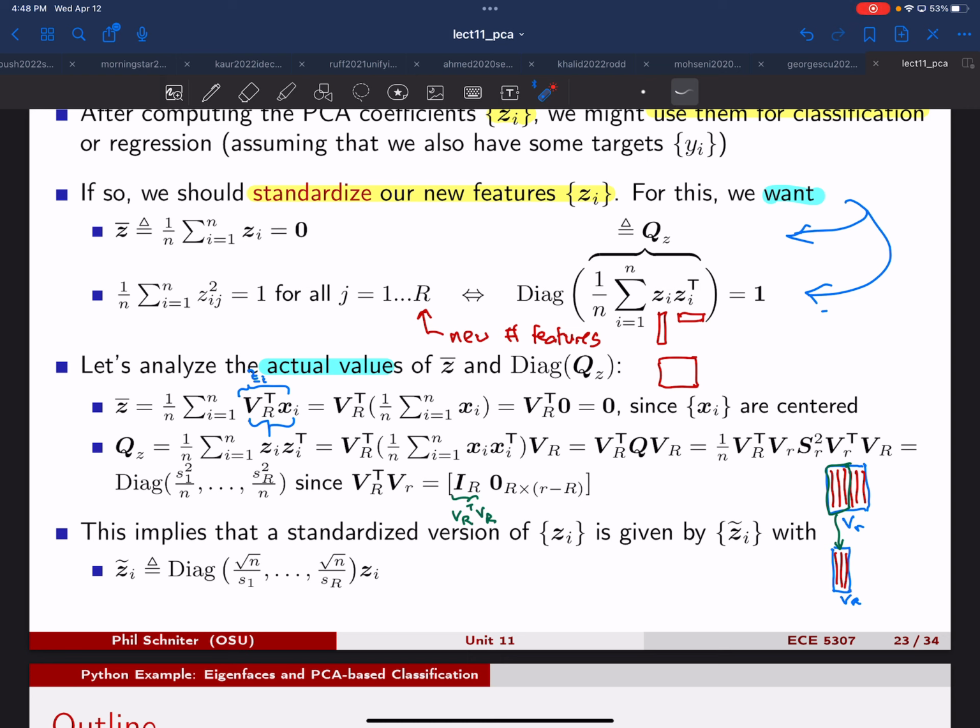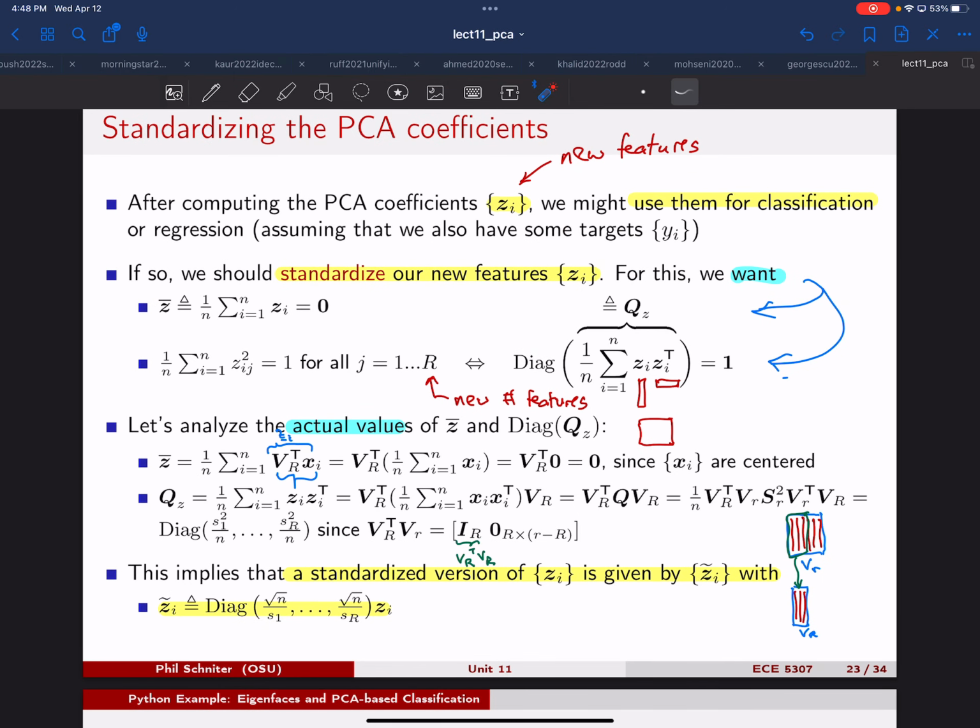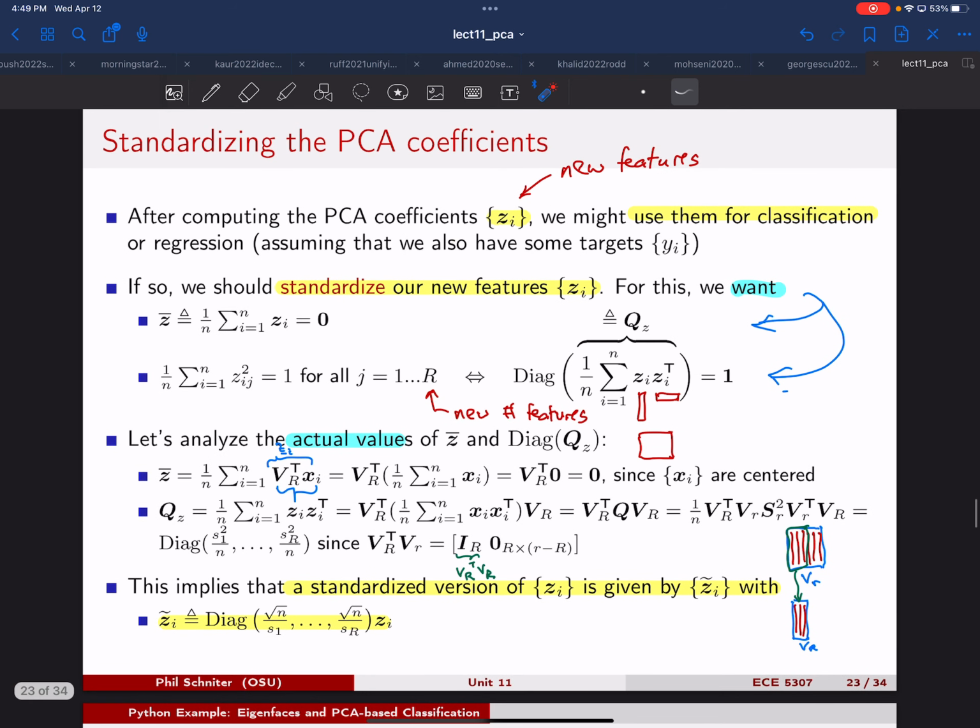Okay, so finally, this is what we need to do to get standardized features. The standardized version of z is given by this z tilde, where all you have to do is look at the jth feature and multiply it by root n over sj. And that normalizes it, and now you have a new set of features that are standardized. You only need to do this if there's some reason to standardize them later, like if you're doing classification or you want them to be standardized in this way.